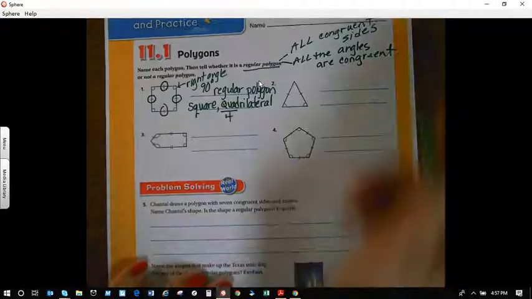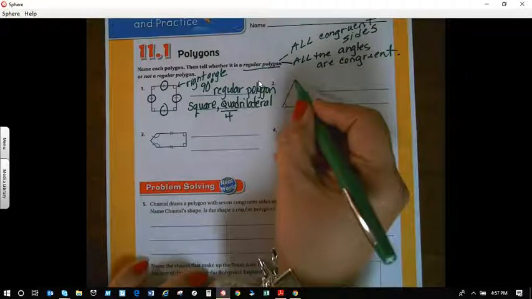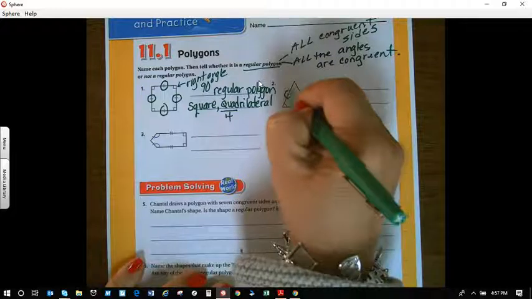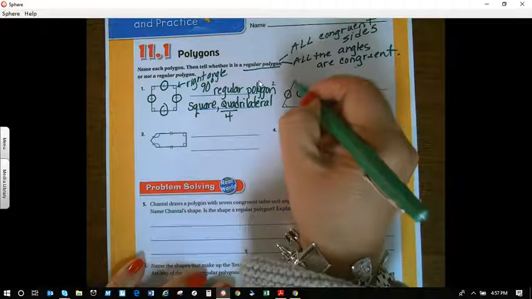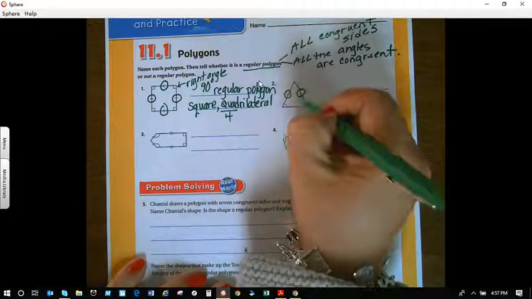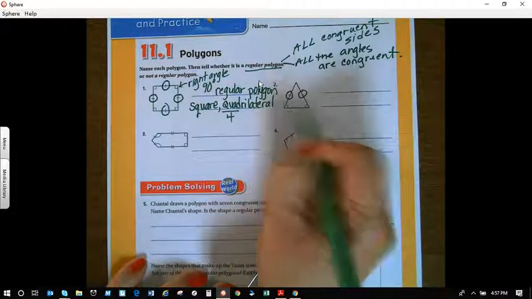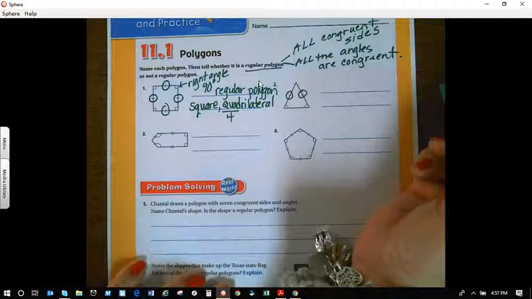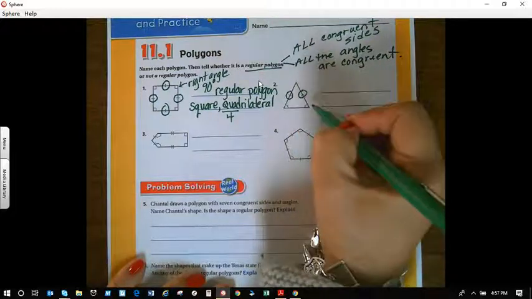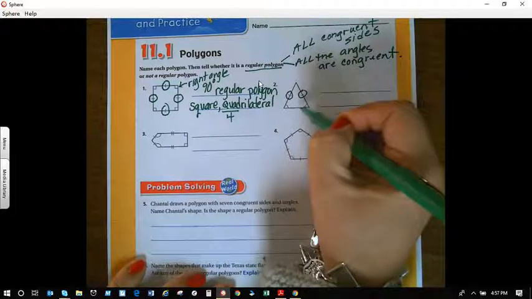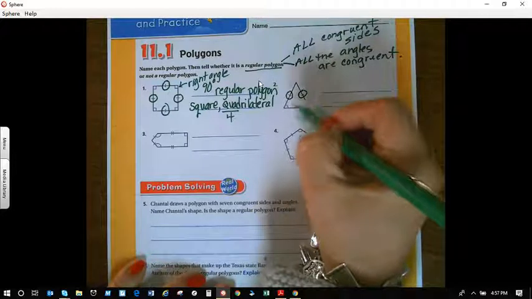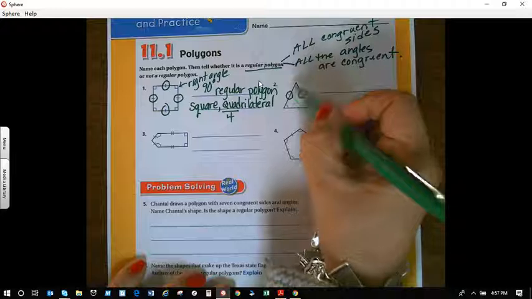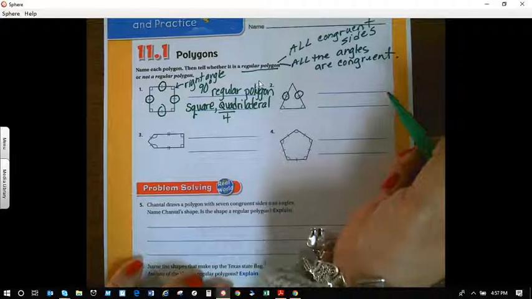Let's take a look at our triangle. On a triangle, I know that it has three sides, but this one here and this line here are telling me that this line is congruent to this line, but nothing is congruent here. So are all sides congruent? No, it's just these two. So in order for this to be a regular polygon, all sides need to be equal, and they're not. Only two sides are congruent to each other.